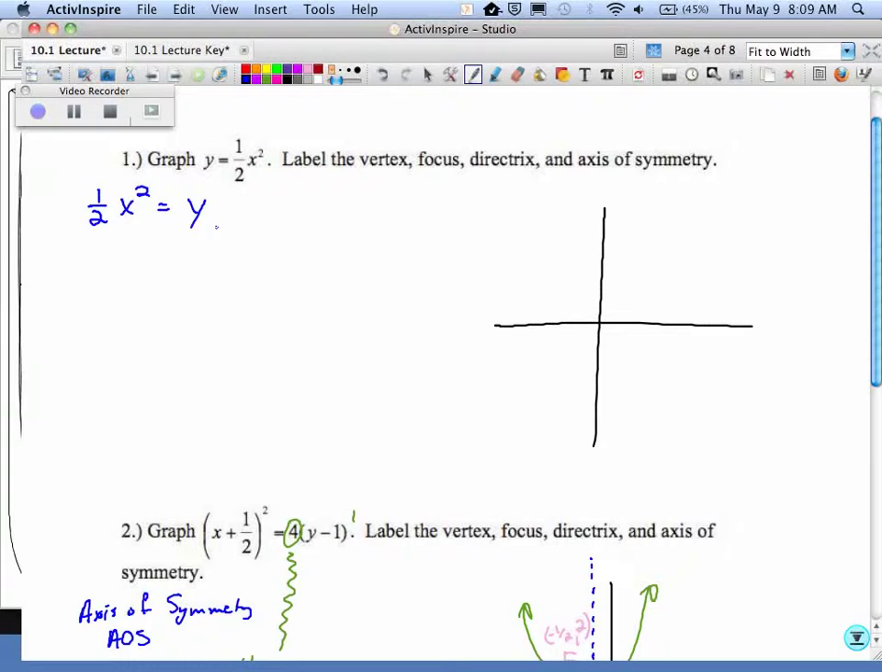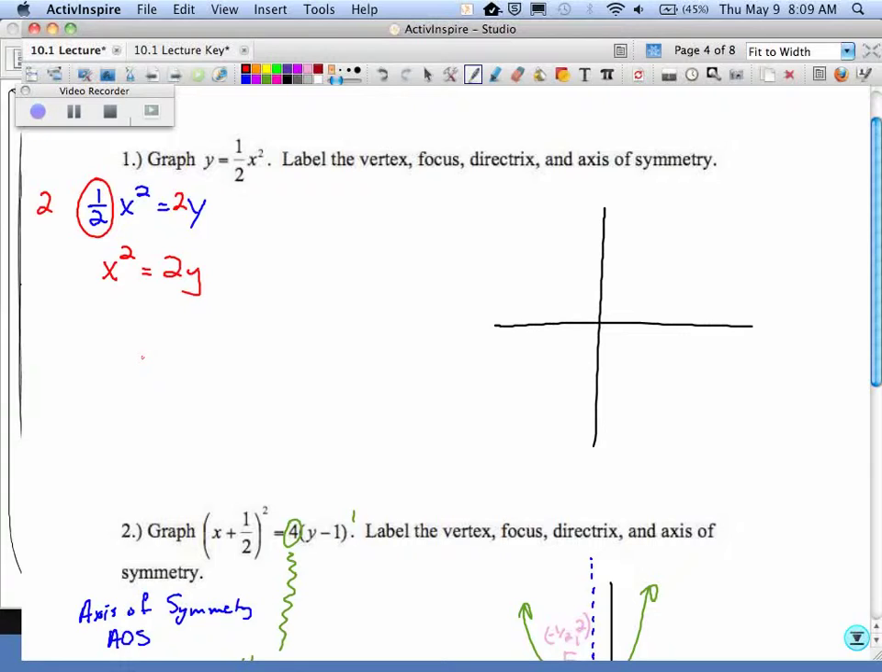but I want you to do it the same way every time. So the idea then is that I want to get rid of the 1/2. I don't want the 1/2 here, I want it over there. So if I divide by 1/2 on both sides, or multiply by 2 on both sides, this is the equation that we want to get to.